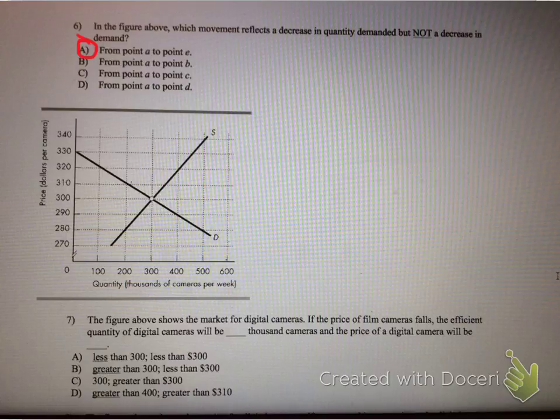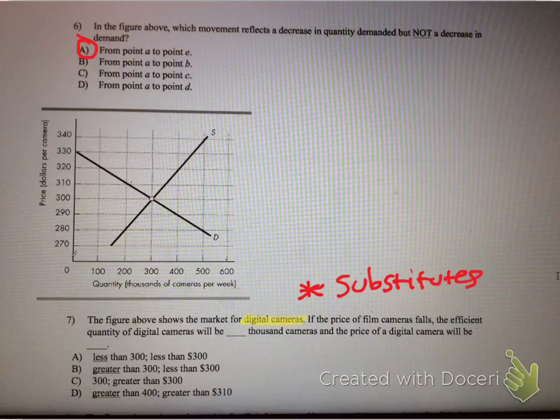Okay, let's try another one down here. The figure shows the market for digital cameras. If the price of film cameras falls, the efficient quantity of digital cameras will be what? I think what it's supposed to mean is assume that they are substitutes, even though you can argue that they're not, and it doesn't really seem clear, but I think that's what the problem's going for here. So if the price of film cameras falls, what would happen?